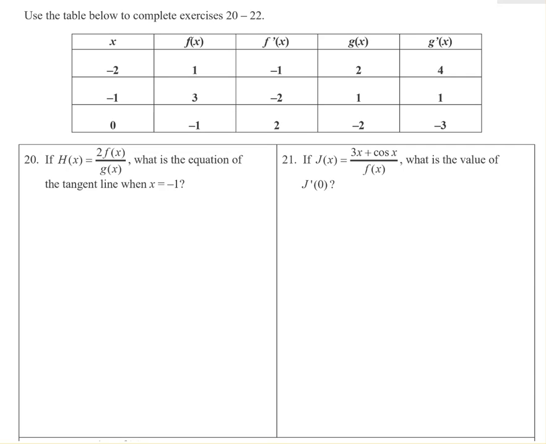Hey guys, it's a quick video on one of our problems from our quotient rule worksheet. This is number 20. Number 20 asked us what is the equation of the tangent line when x equals -1. Well, we remember that m tan is always h prime at whatever point we care about, which this is -1.